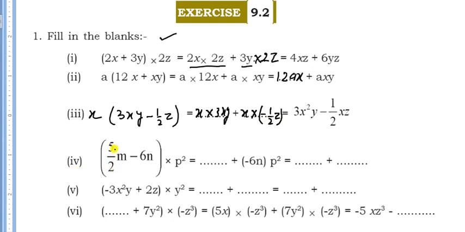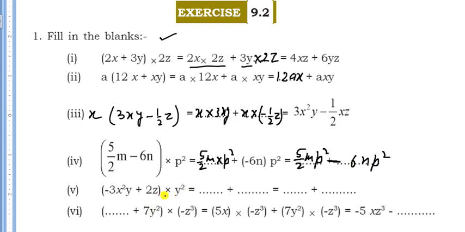Let us see your fourth question. It is 5 by 2 m, which is multiplied by this one. So you have to write 5 by 2 m into p square, and here is minus 6n into p square. So what will happen? You have to write 5 by 2 m p square, and here is minus 6n p square. So that is your answer.